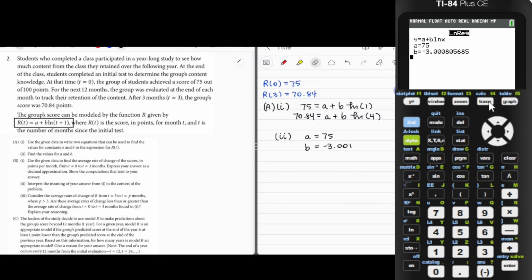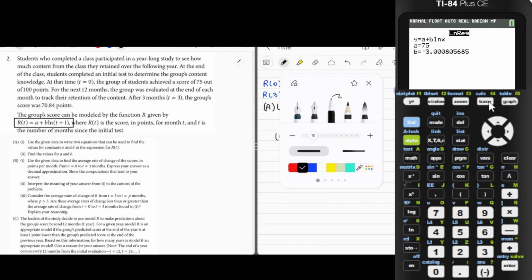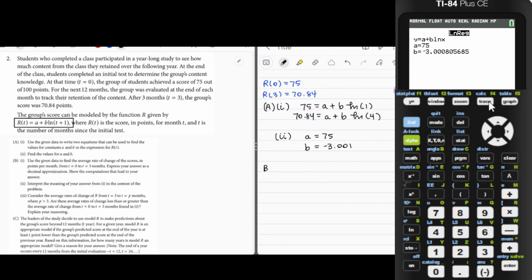Part B, use the given data to find the average rate of change. That should not be a surprise. It's always going to be like that. B1 is going to be doing some rise over run, which is good practice. We do that a lot in AP Calculus. Use the given data to find the average rate of change of the scores between 0 and 3 months. So that would be r of 3 minus r of 0 divided by 3 minus 0. So that would be 70.84 minus 75 over 3 minus 0. And you can call it just divided by 3 if you like.